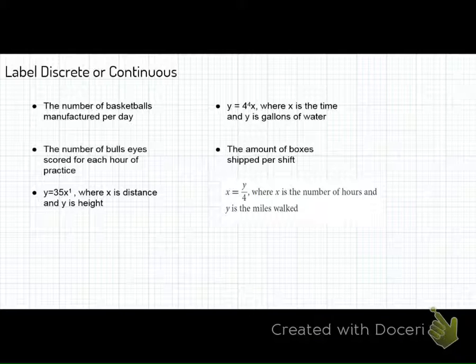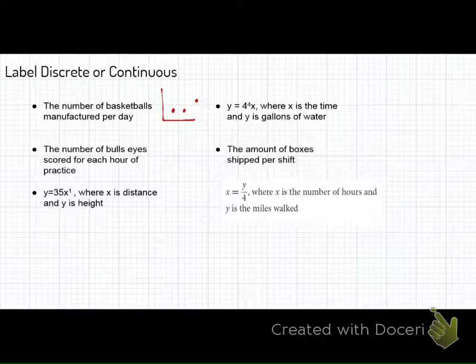Okay, so the number of basketballs manufactured per day, is that discrete or continuous? Well, I would say this is discrete, because at the end of the day they give us a tally, right? On one day they might make 100 balls, the next day 100, the next day maybe 200 basketballs, right? So we don't really count in the middle of the day. So this is going to definitely be discrete.